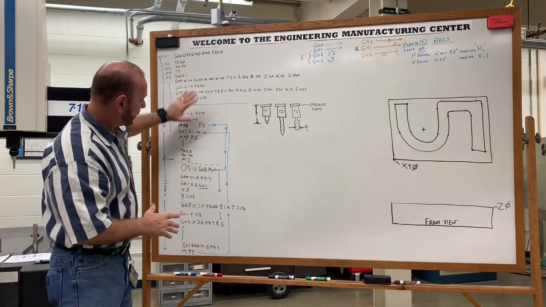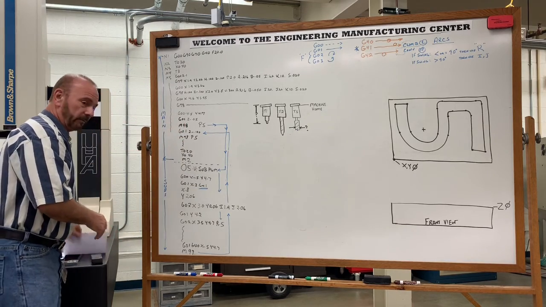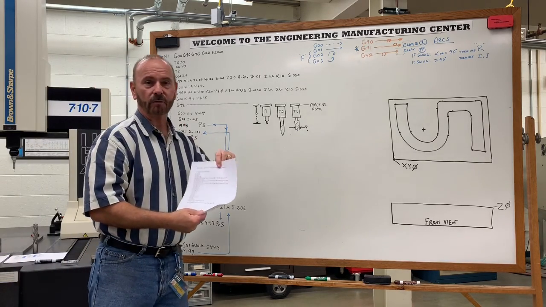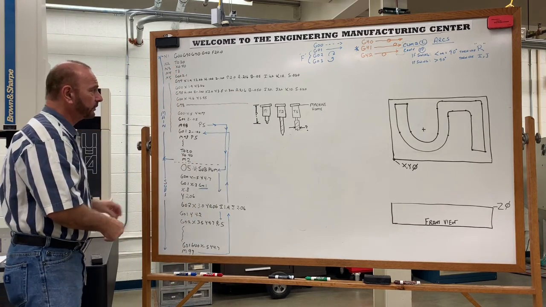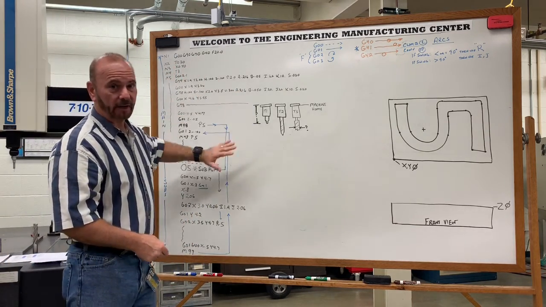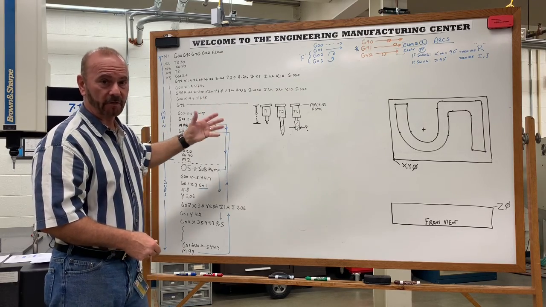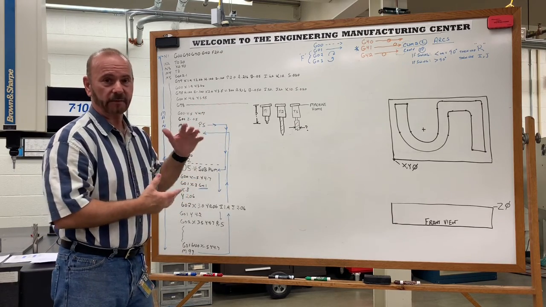G-code, if you notice here, and by the way, if I'm standing in front of it blocking it, you can follow along with your homework sheet. Just print that out and follow along with it. But G-code, for the most part, is a capitalized code. In other words, when you write G-code, it needs to be capitalized.